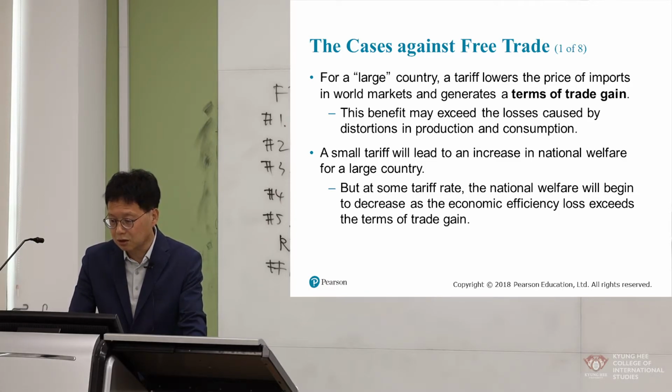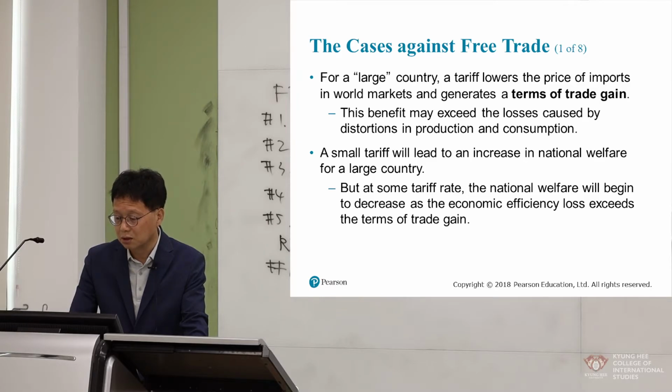For a large country, a tariff lowers the price of imports in the world market and generates terms of trade gain. This benefit may exceed the losses caused by distortion in production and consumption. A small tariff will lead to an increase in national welfare for a large economy. But at some tariff rate, the national welfare will begin to decrease as the economic efficiency loss exceeds terms of trade gain. Actually, we studied this in chapter 9.